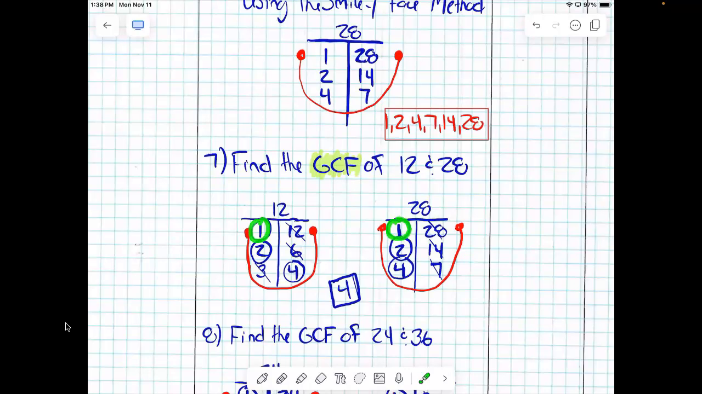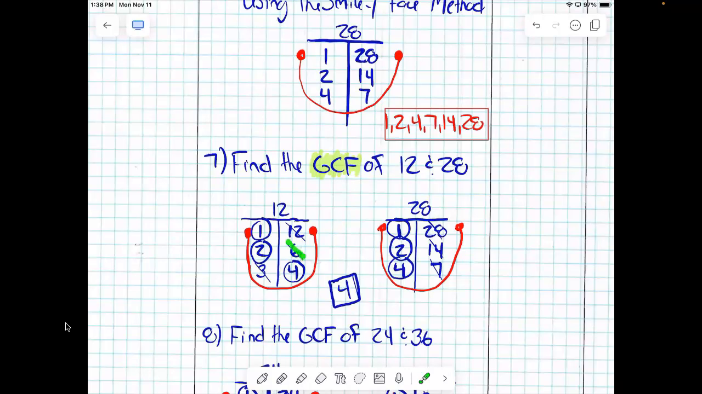Yes. So we circle it. Do we have to do this? Yes, you have to. Does 2 go into both 12 and 28? Yes. Circle it. Does 3? No, 3 only goes into 12. It does not go into 28, so we cross it off, yes? Does 4 go into 12 and 28? Yes. Circle it.